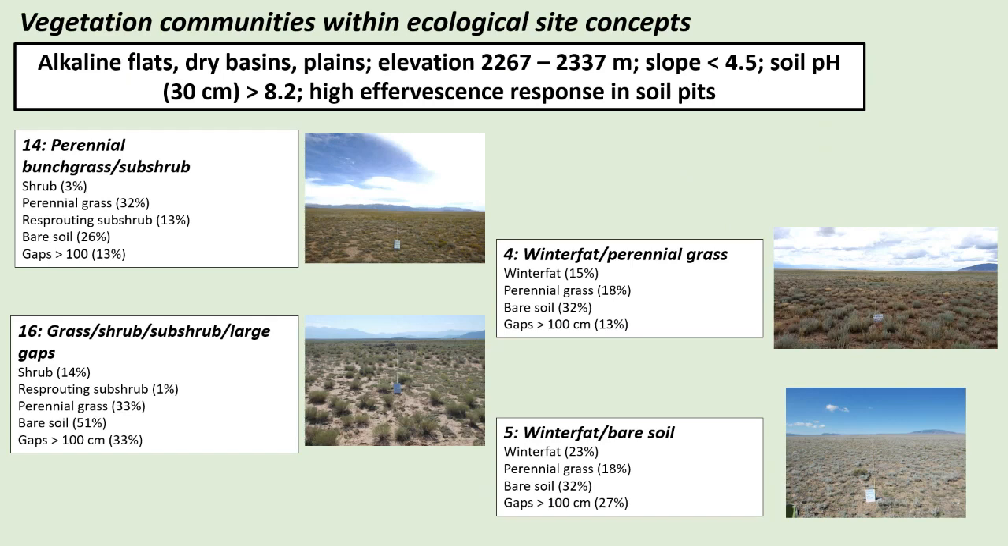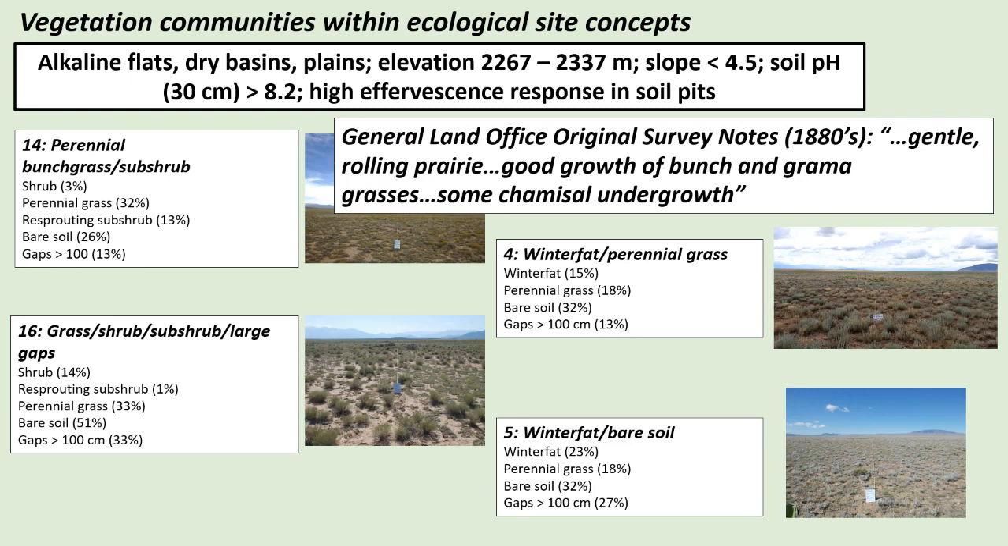And what we know about this portion of the landscape from General Land Office survey note records from the early 1800s is that this area was described as a gentle rolling prairie with good tall cover of bunch grasses and occasional shrubby growth. So the vegetation community where we see the highest cover of perennial grass might be close to what are referred to as reference states in ecological site descriptions.